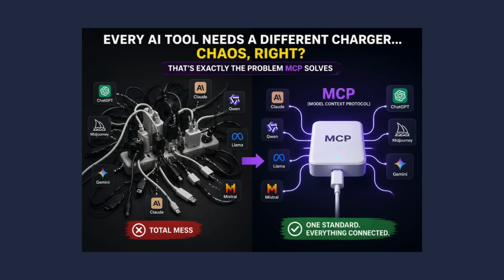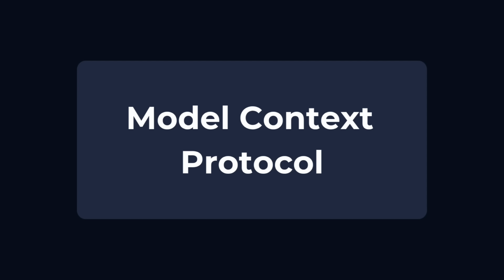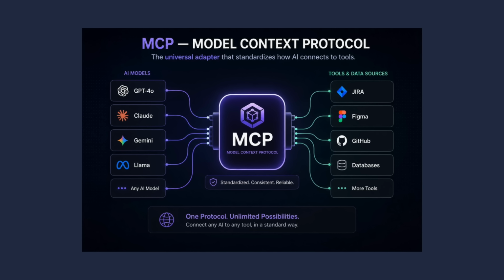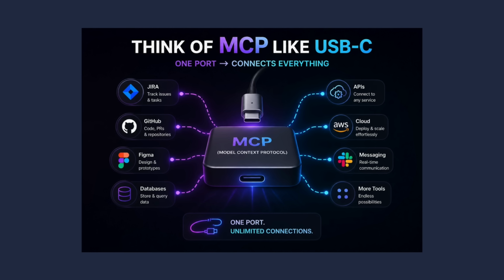For example, if every AI model connects to tools differently, let's say having different standards, different formats, it would be a total mess. MCP, that stands for Model Context Protocol, is like a universal adapter for AI. It standardizes how AI can connect to different tools like Jira, Figma, GitHub, and databases. We can also write custom agents that can perform tasks like doing code review, writing code by reading Jira, creating UI using Figma, etc. And all this is possible using MCP. Think of MCP like using USB C, one port that connects everything.